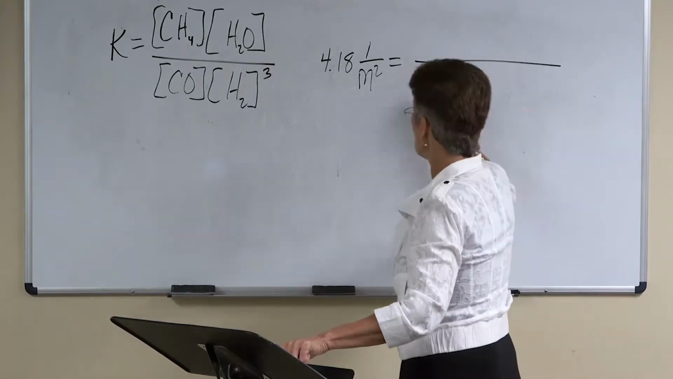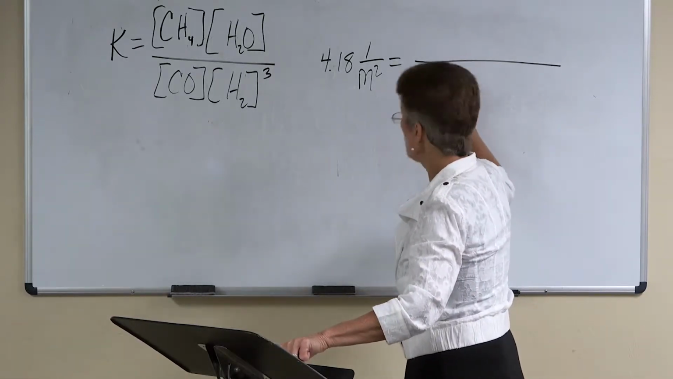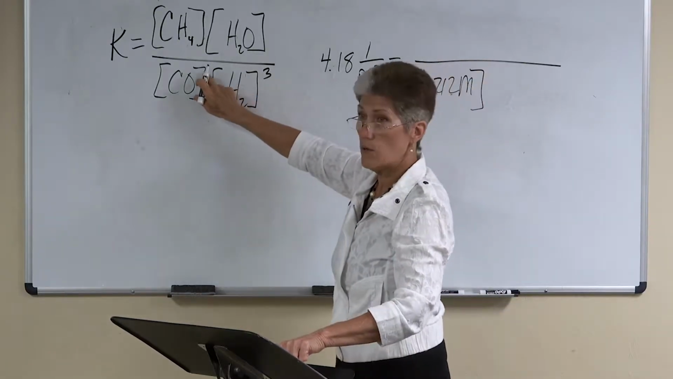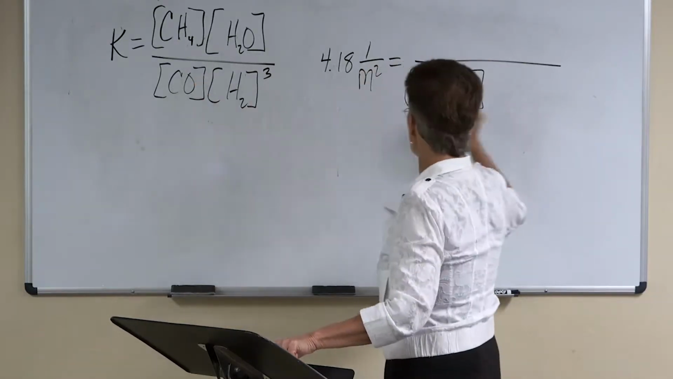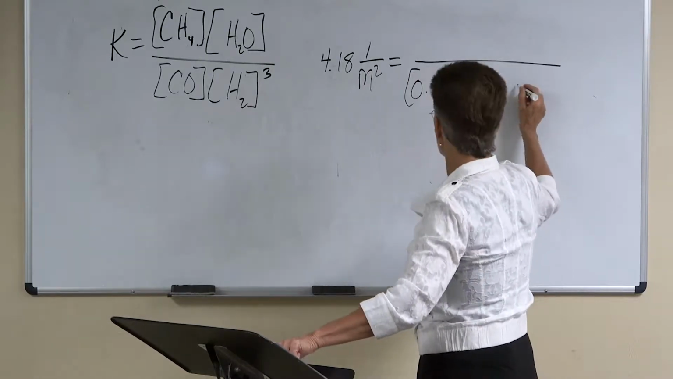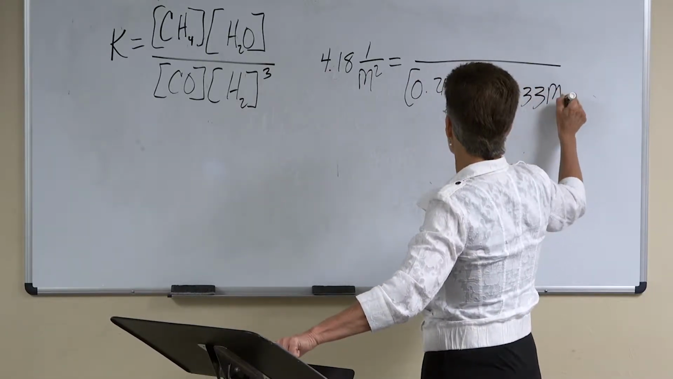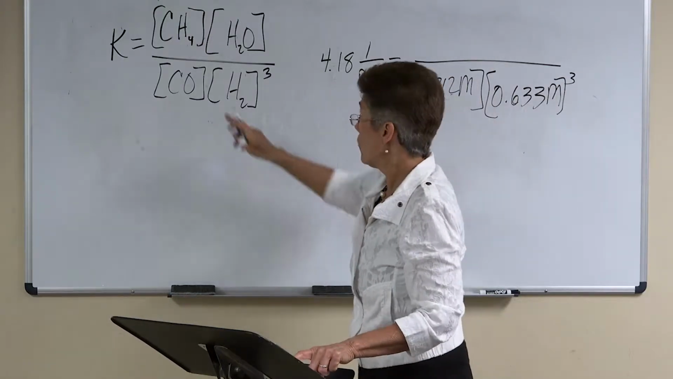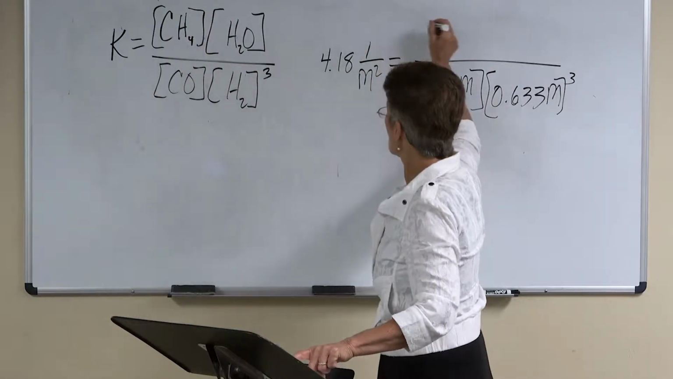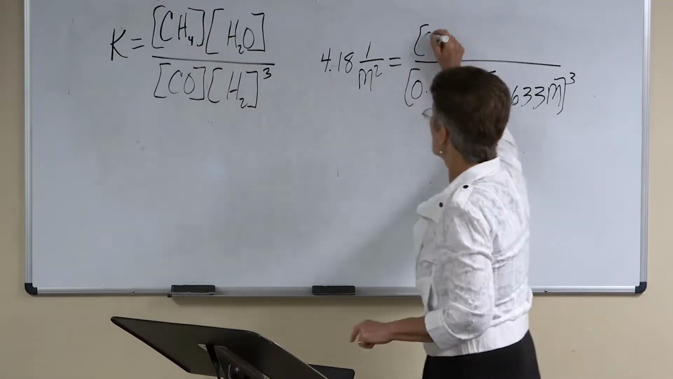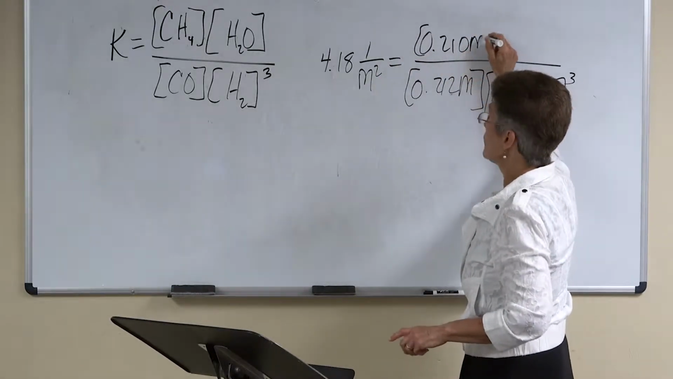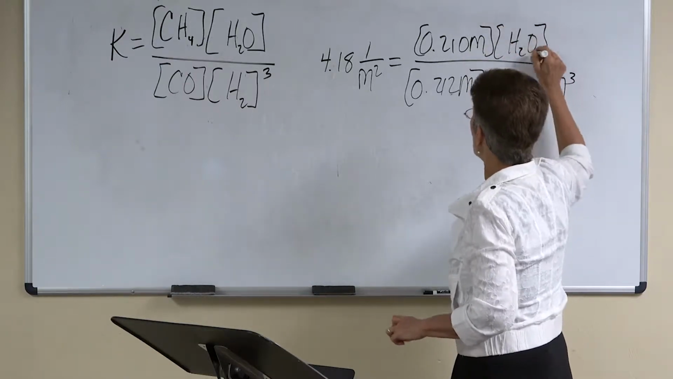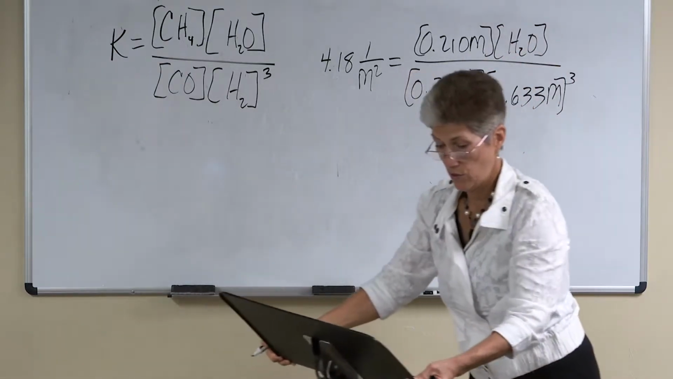And so we're given CO as 0.212 molar, and there's no exponent there. We're given H2 as 0.633 molar, but this one is cubed. Don't forget your exponents. We have CH4 given to us as 0.210 molar, no exponent. And then we are looking for the water vapor concentration.